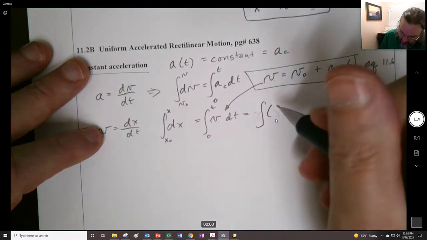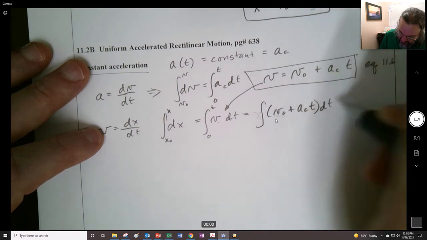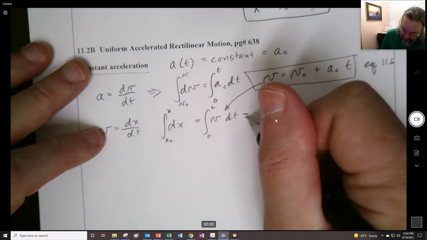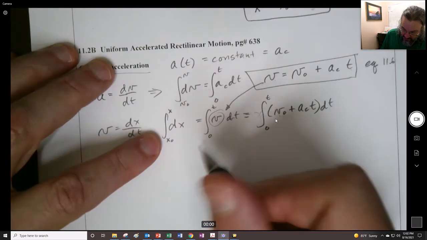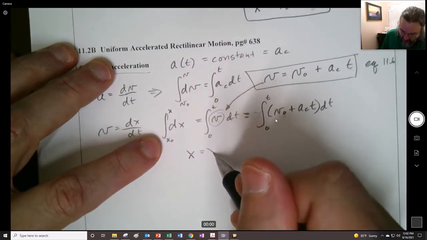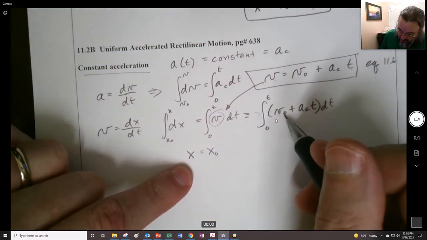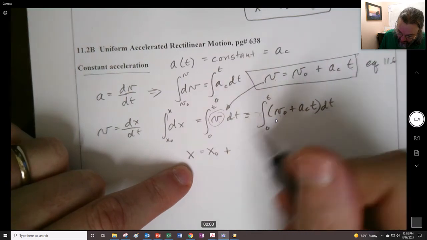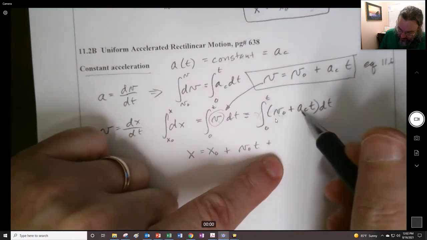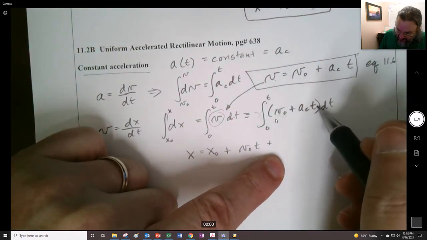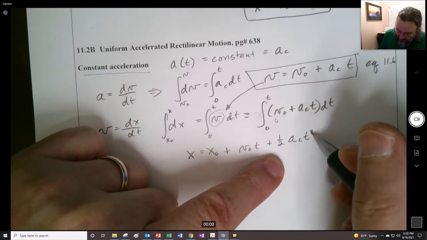The integral of v naught plus ac t dt, starting from 0 to t, right? That was important to put in there. We can now say x is equal to x naught, which we're just going to bring over to the other side because it was minus x on that left side, and this becomes plus v naught times t plus, and now we're integrating ac t, so that becomes 1/2 ac t squared.